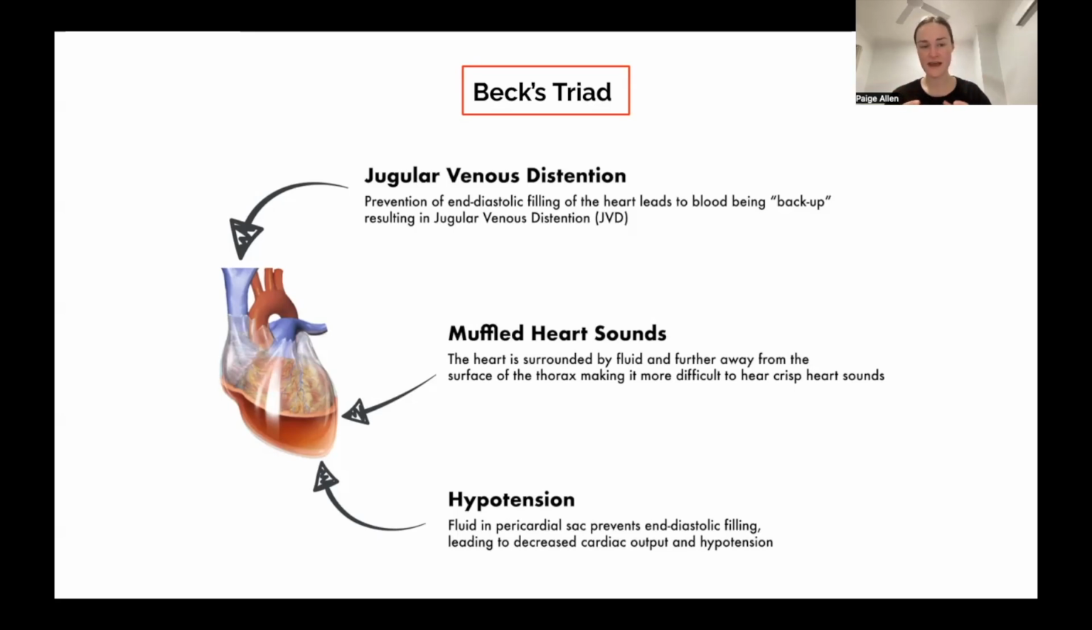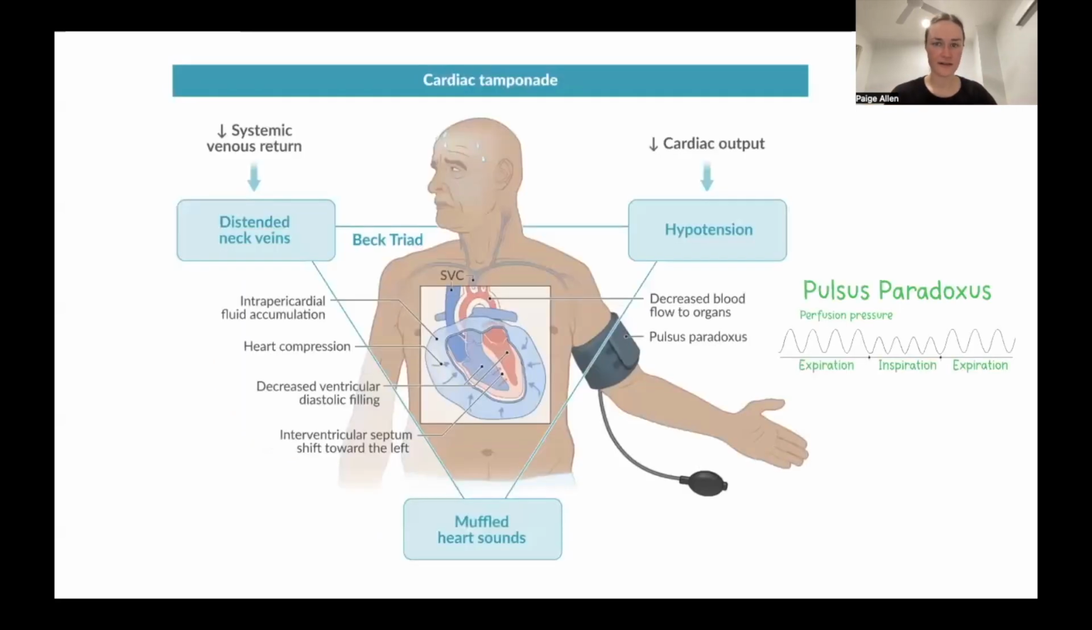You have muffled heart sounds because you've got this protective layer from all of the fluid that's around the heart that's going to be muffling it. And then you're going to get hypotension because again, the heart's not able to let blood in to be able to pump it out. So you're not going to have proper blood pressure. Besides these three things, the other sign you can have is pulsus paradoxus. This is when on expiration, so you're breathing out, you have a larger pulse difference, and then on inspiration, you get a smaller pulse difference. But if you just remember pulsus paradoxus is something you can get in tamponade, that's probably good enough.